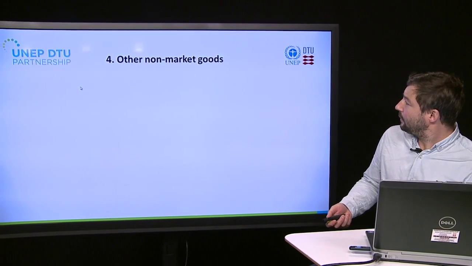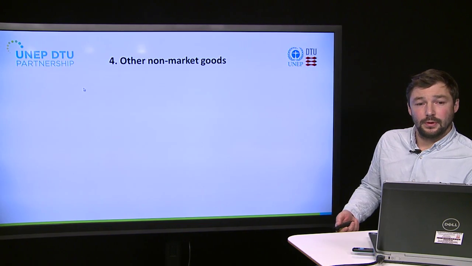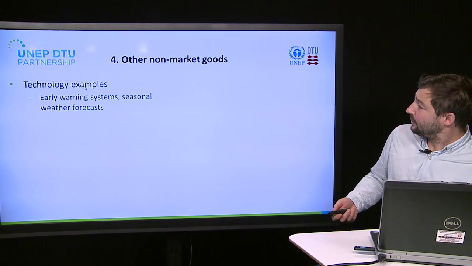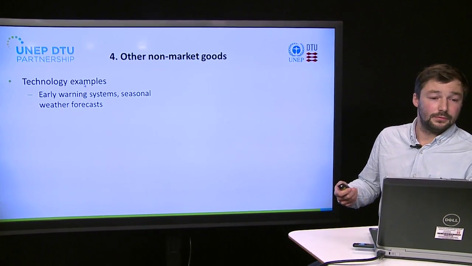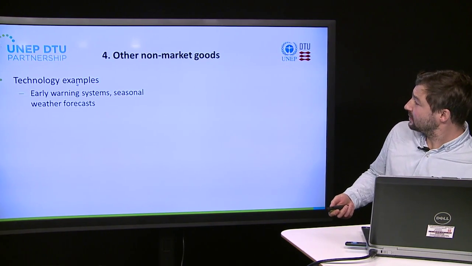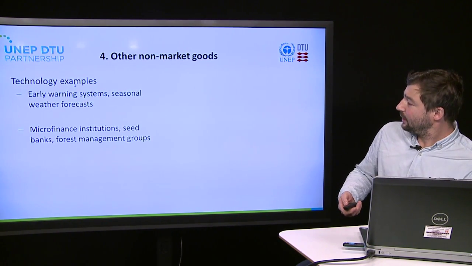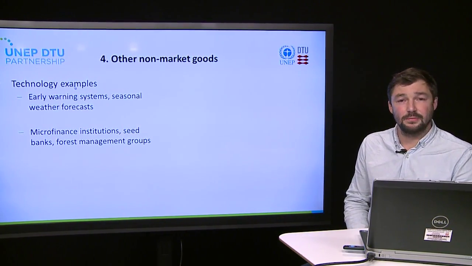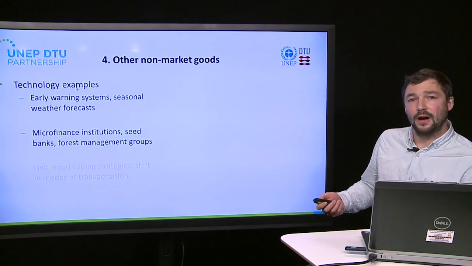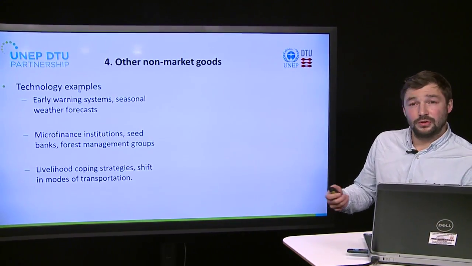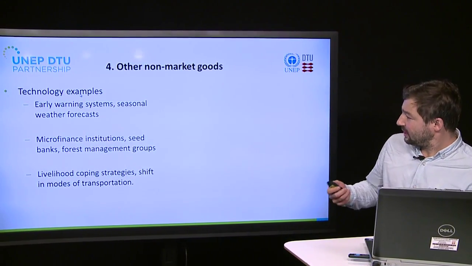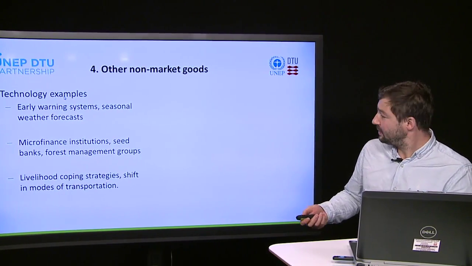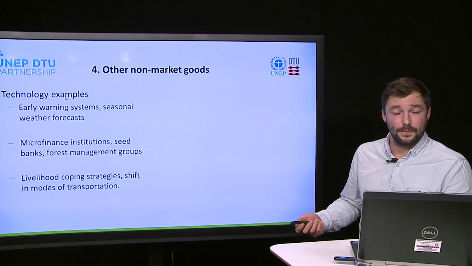In the last category of so-called other non-market goods, the technology examples include technologies provided by institutions, for example, early warning systems, seasonal weather forecast systems. We can also find what you may call the creation of new institutions, for example, microfinance institutions, seed banks, forest management groups. And finally, we consider individual change of practices as one particular form of other non-market goods, for example, in the case of livelihood coping strategies or shift in modes of transportation.